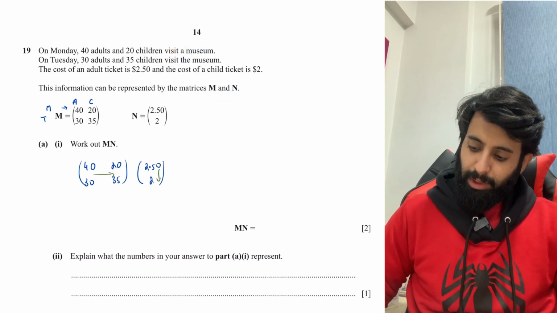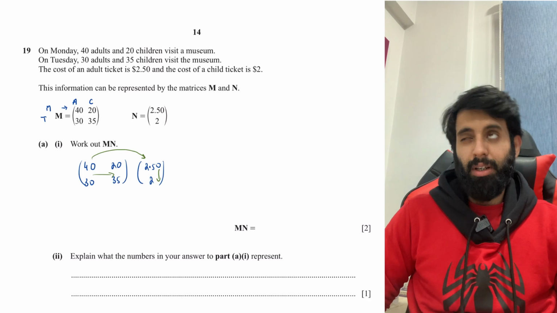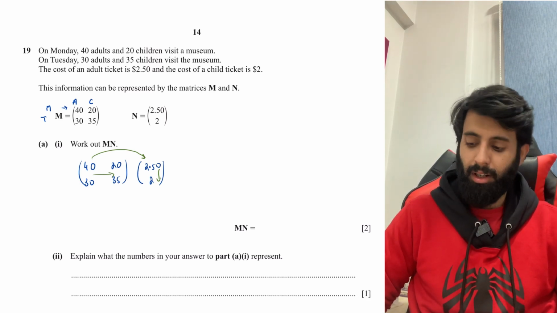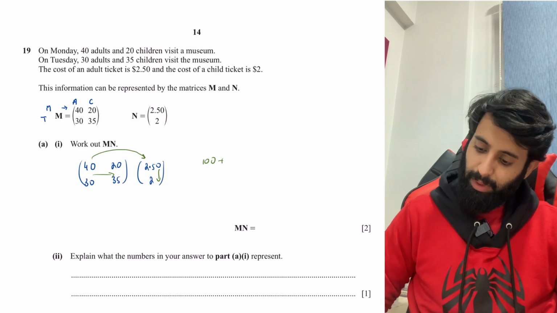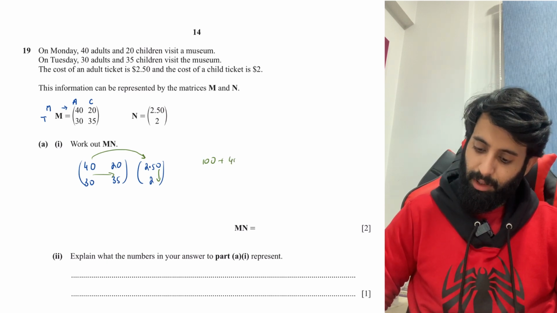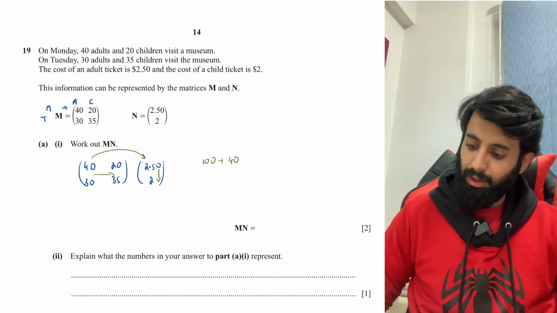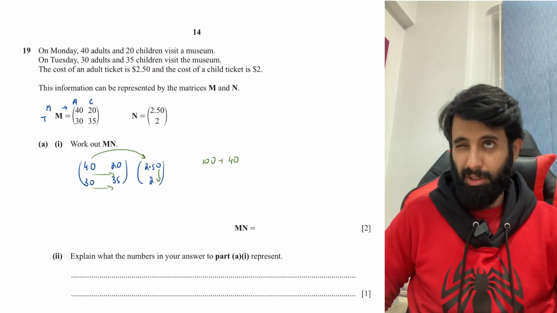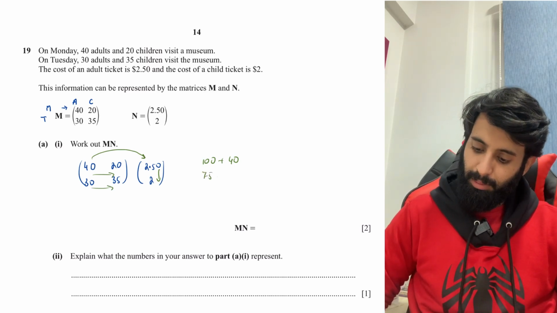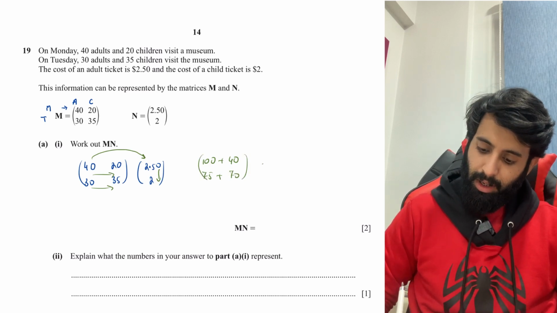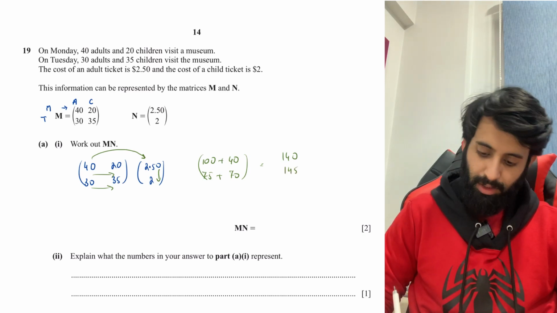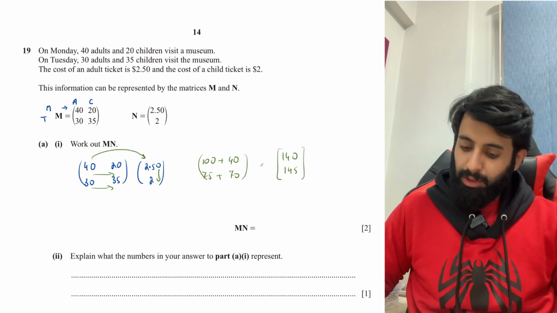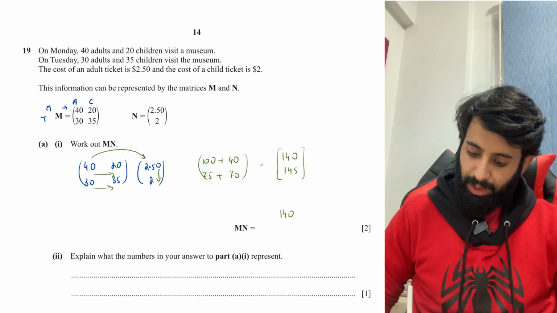So what we do is we're doing row times column. So 40 times 2.5 is 80, and 80 and half of 40, so that's 100. 100 plus 20 times 2 is 40, so that's 100 plus 40. And then we do 30 times 2.5, which is 75, plus 35 times 2, so that's 70. So what you're looking at is 140 and 145. Let me check if that's the correct answer. There you go.